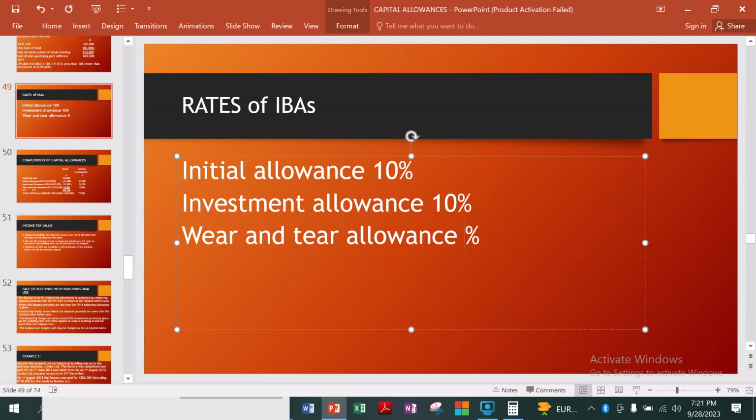So for low-cost housing, all the capital allowances will be at 10%. I take it back to what it was. This is 5% for the other part. Okay, so let's get back to where we are.